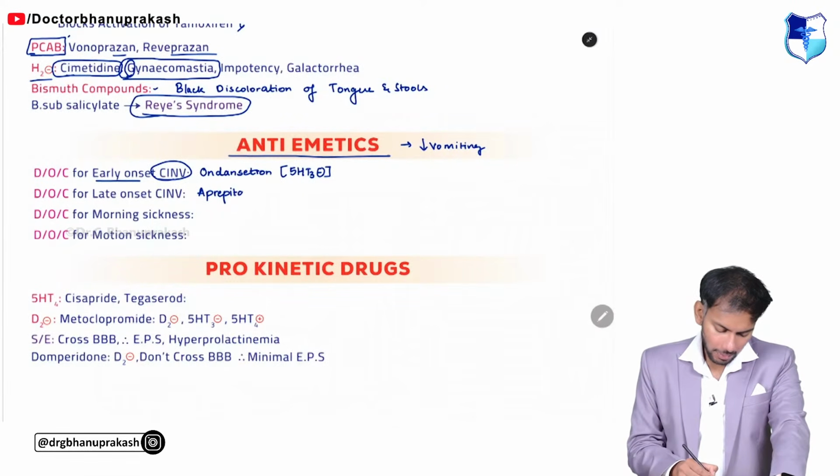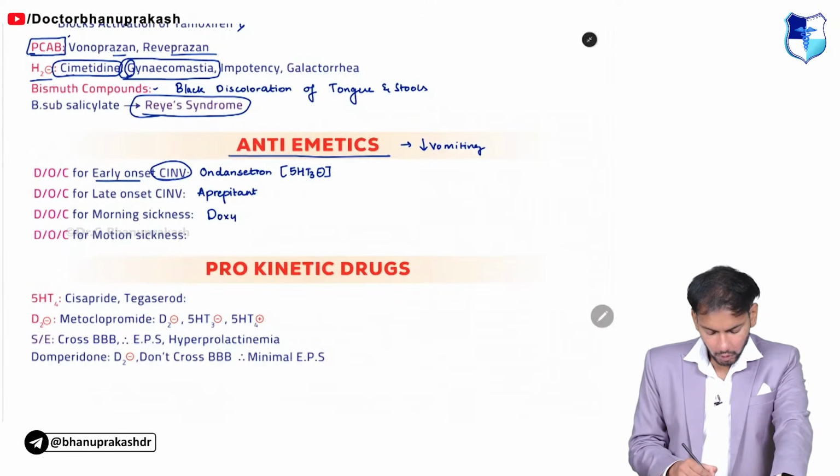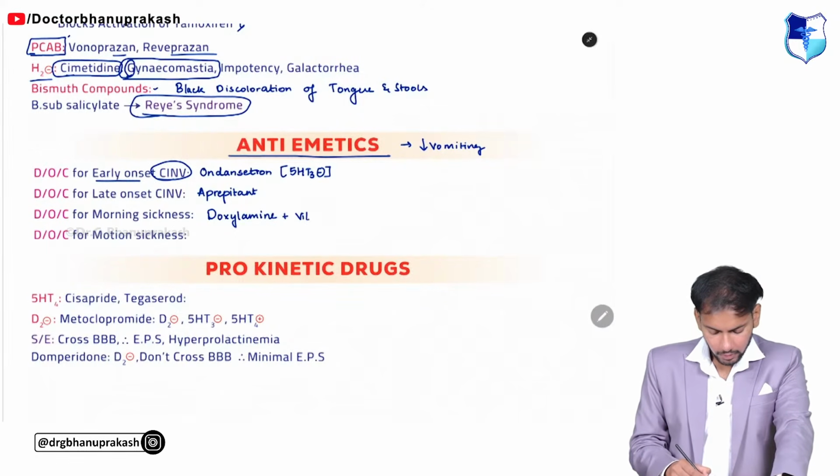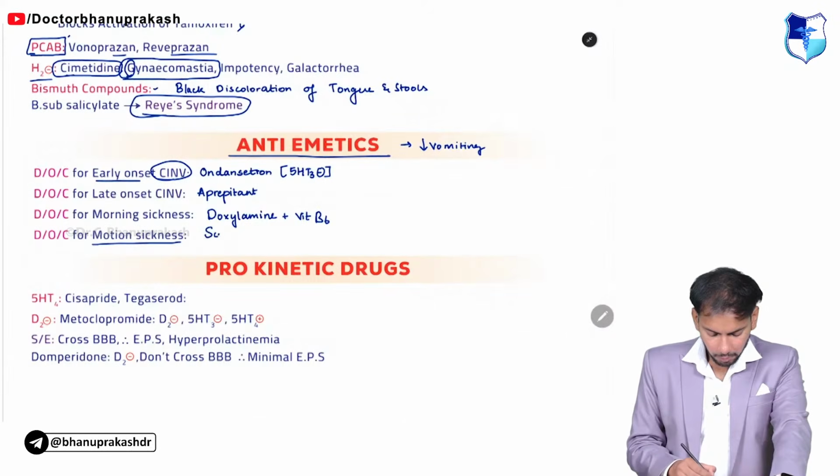Now, what is the drug of choice for morning sickness? It is doxylamine plus vitamin B6. We have already studied this. What is the drug of choice for motion sickness? It is scopolamine.